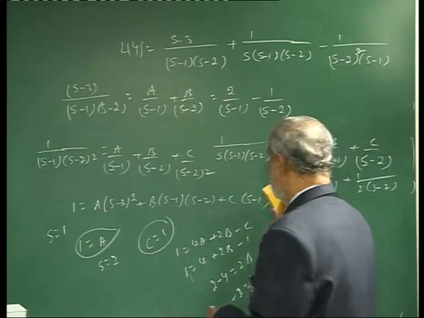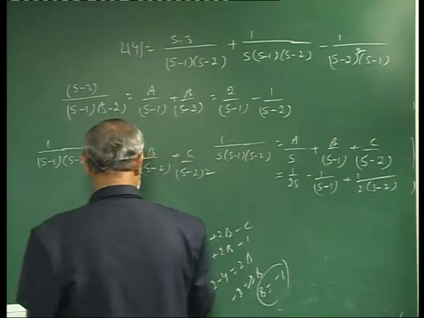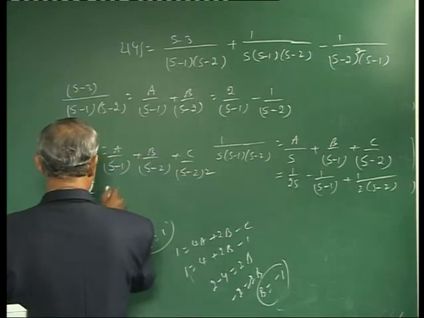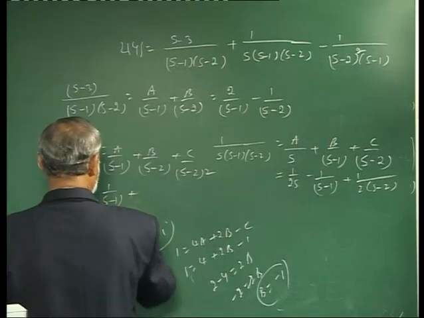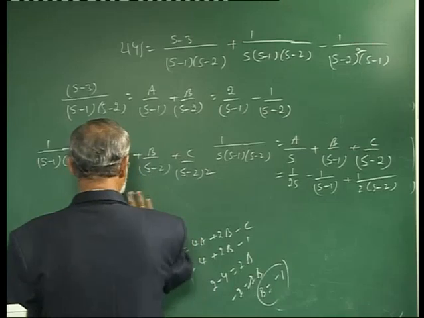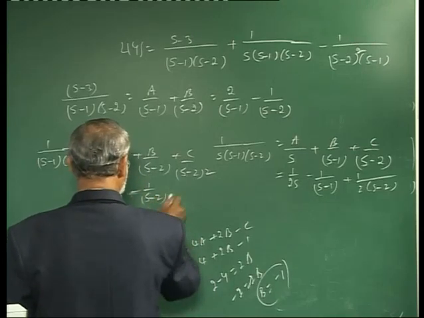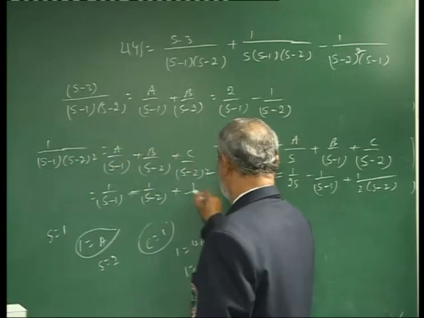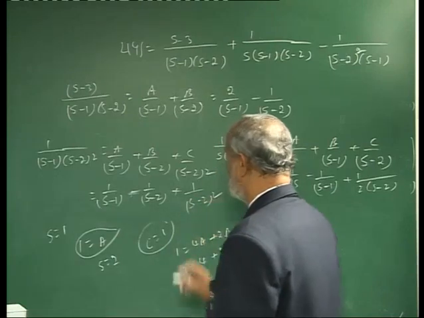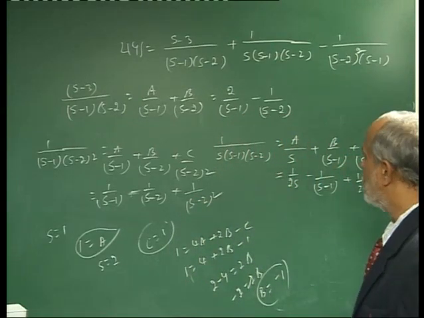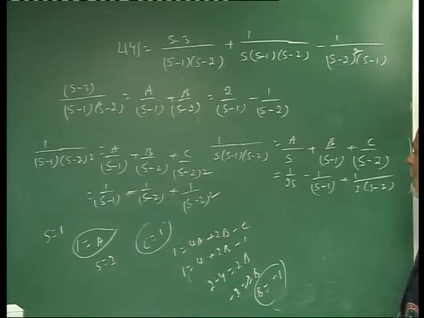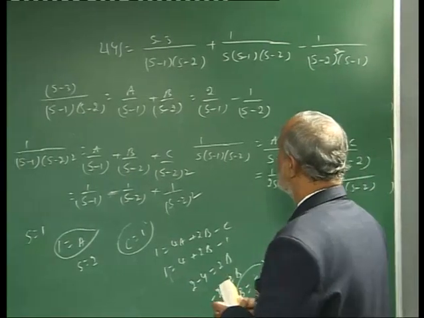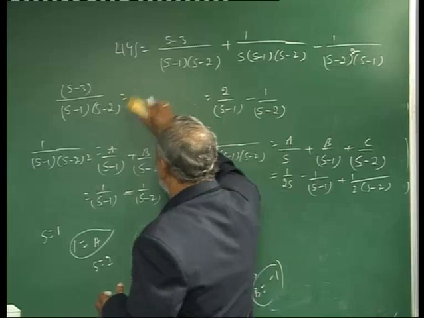Now you can substitute here, this is equal to a value is 1 by (s minus 1) plus b value is minus 1 by (s minus 2) plus c value is 1 by (s minus 2) whole square. Now, solving the partial fraction is completed. Now, you can substitute here. Here what you get?